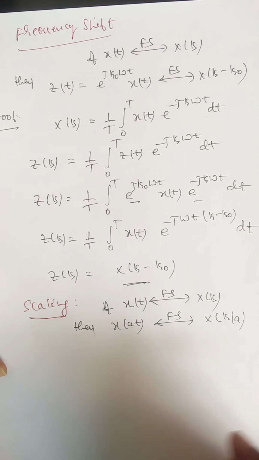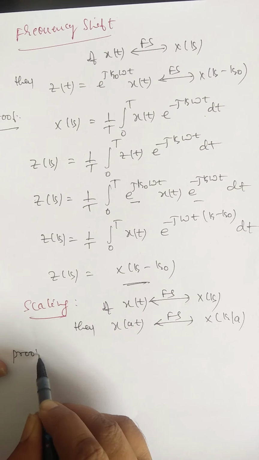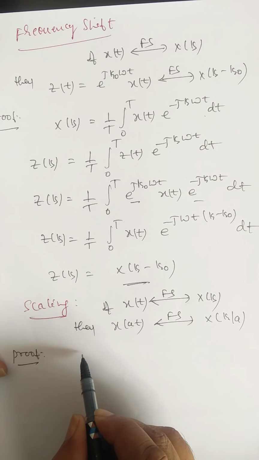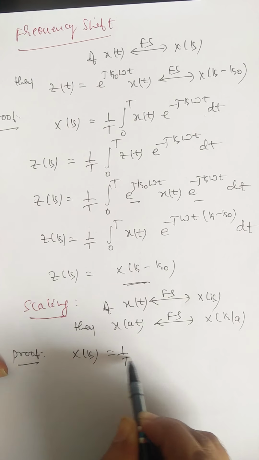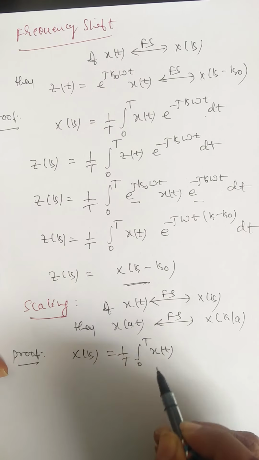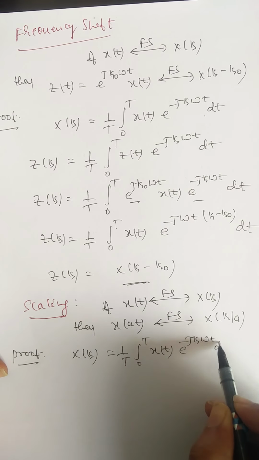Okay, that is proof. x of k is equal to, we know that, 1 by T integral of 0 to T x of t into e to the power of minus j omega t into dt.